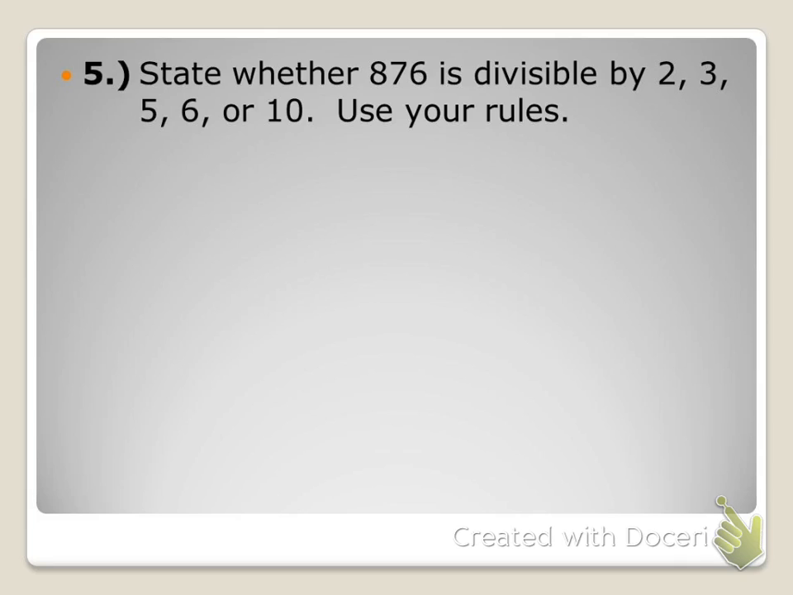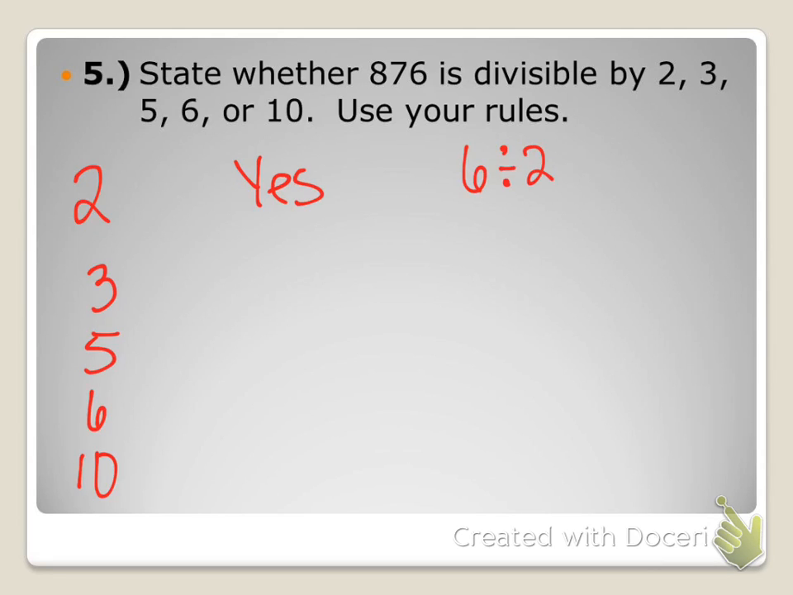All right, they've got a bigger number for us now, 876, but we're still going to use those same rules: 2, 3, 5, 6, and 10. Jalen, is 876 divisible by 2? I agree. Yes, it is. Jaquan, how do we know that? Very good. The ones place, which is 6, is divisible by 2. Okay, if you want to put what that equals, you can. You don't have to, though.